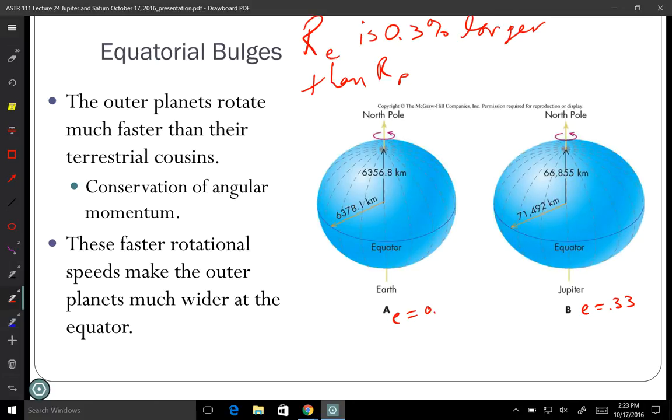The sun rotates faster at the equator and slower at the poles. I believe for the planets, they tend to rotate faster at the poles and slower at the equator. I didn't look it up today because it wasn't part of today's lecture.